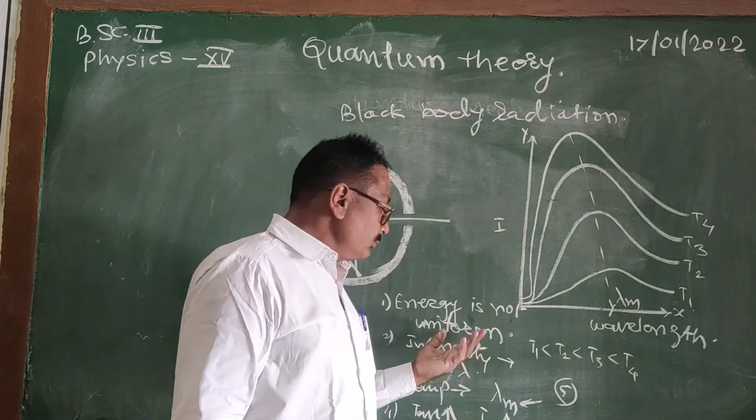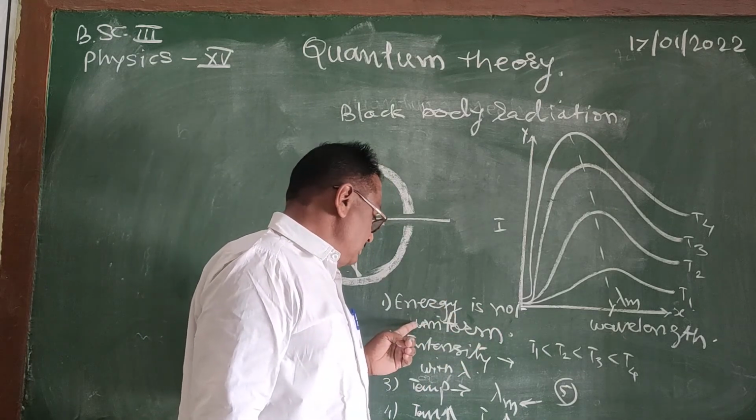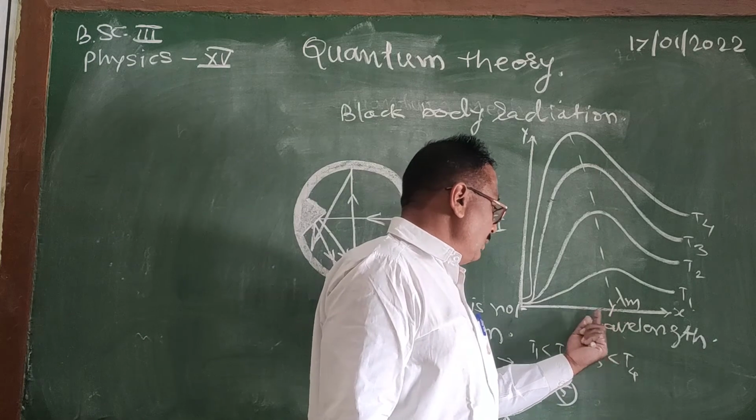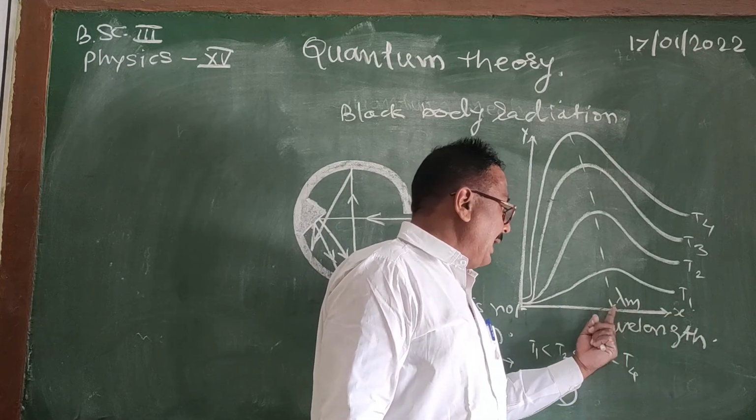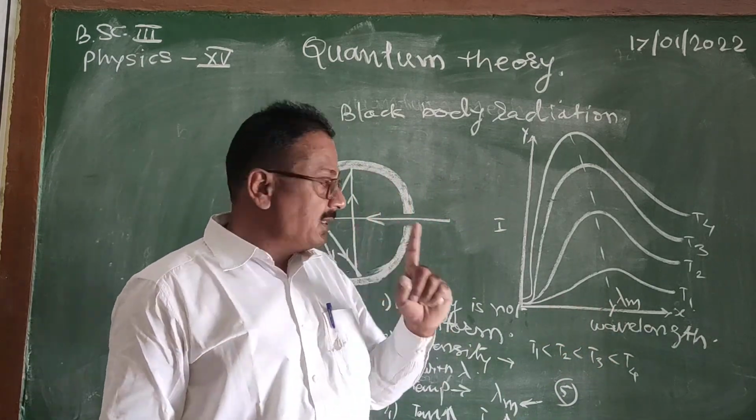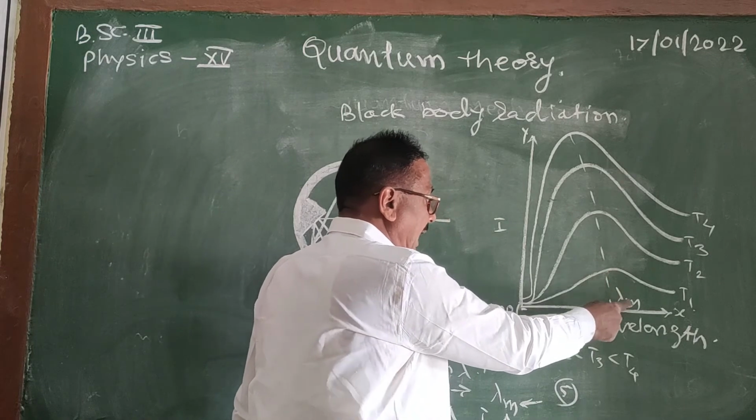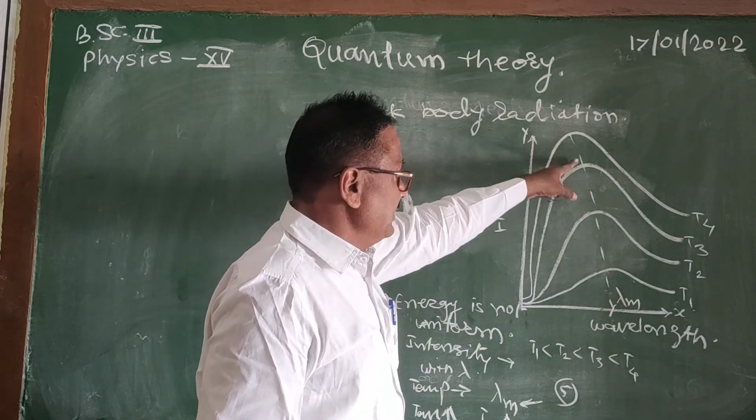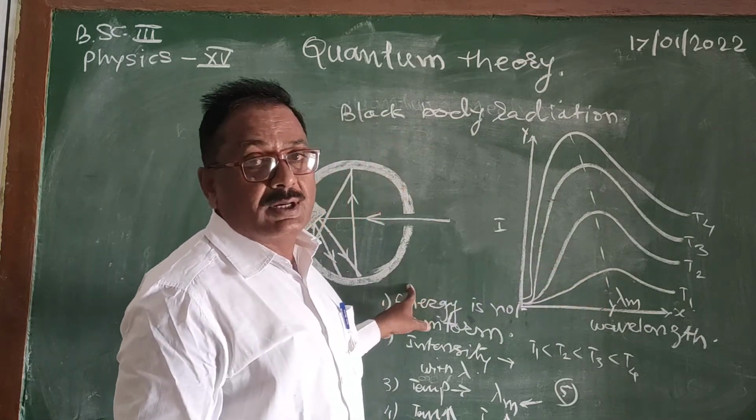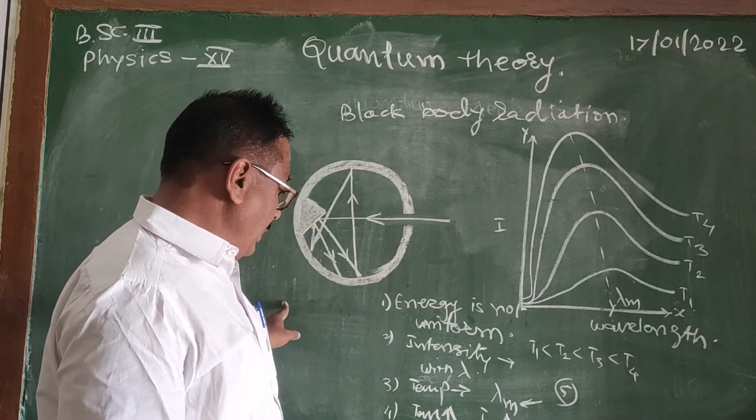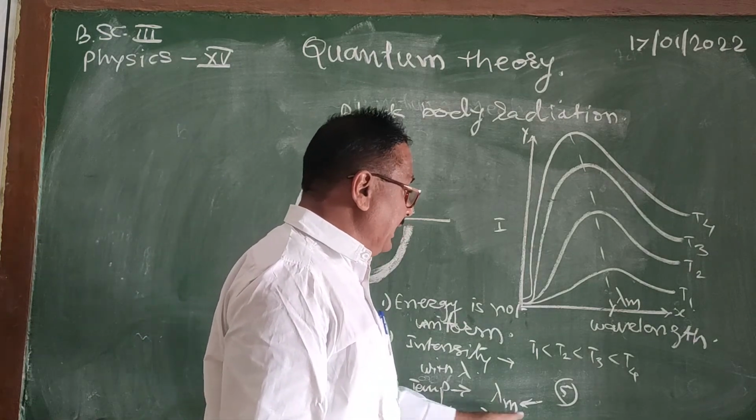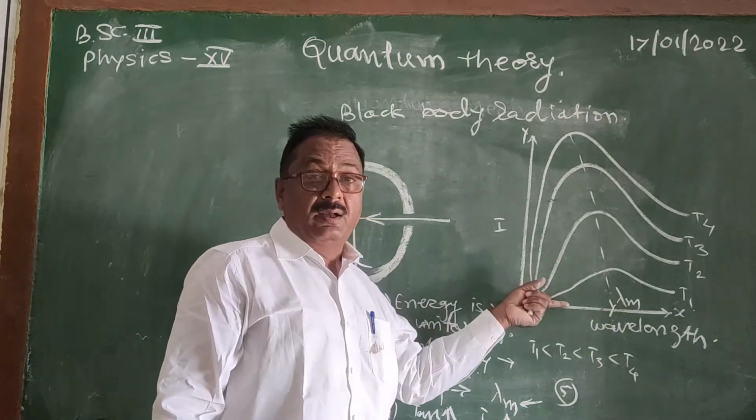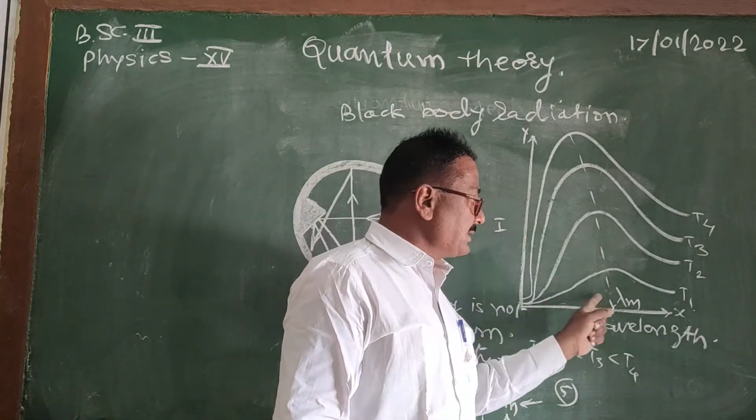Now here, the first point is that energy is not uniform. Energy is not uniform means that, towards the lower wavelength side or towards the higher wavelength side, at a particular wavelength the intensity is maximum. Now as we move from lower temperature to higher temperature, lambda max decreases. This is represented by the discontinuous line. It will be shifted towards the lower wavelength side. As the temperature increases, the intensity increases, and the peak shifts.